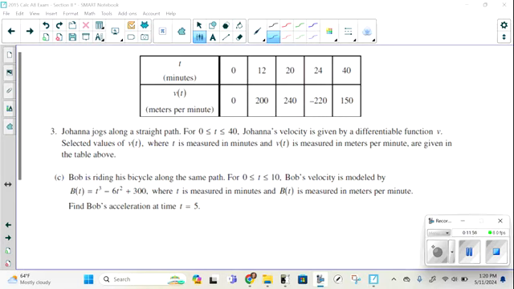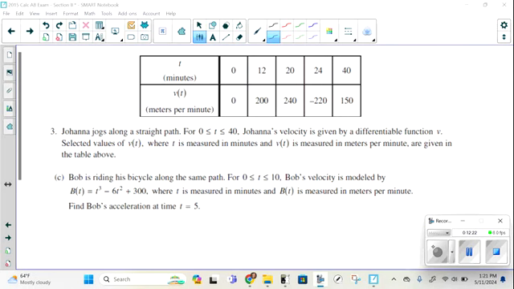Bob is riding his bicycle along the same path for time between 0 and 10 inclusive. Bob's velocity is modeled by B of t, which is t cubed minus 6t squared plus 300, where t is measured in minutes and B of t is measured in meters per minute. Find Bob's acceleration at time t equals 5.